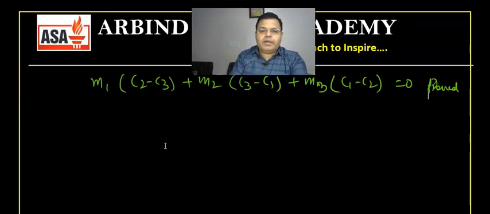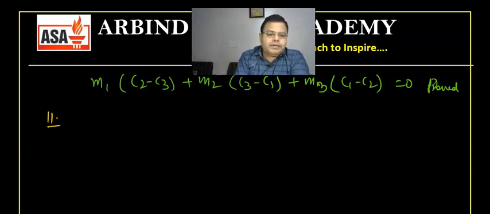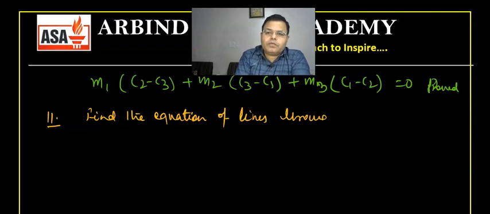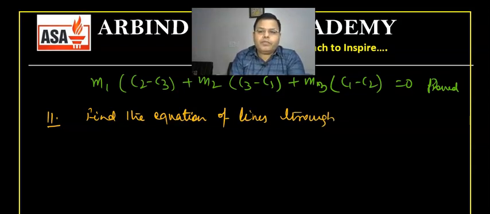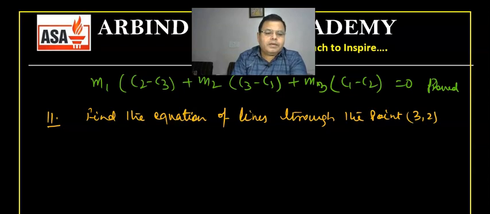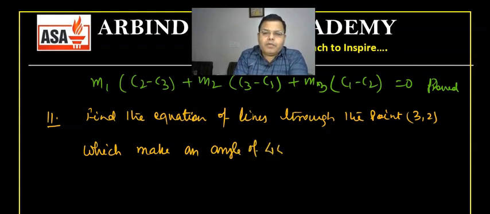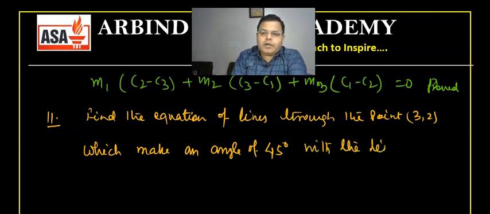Now, the next question that I would like to take here is question number 11. And what is that? Find the equation of lines through the point 3, 2, and which make an angle of 45 degree with the line x minus 2y is equal to 3.